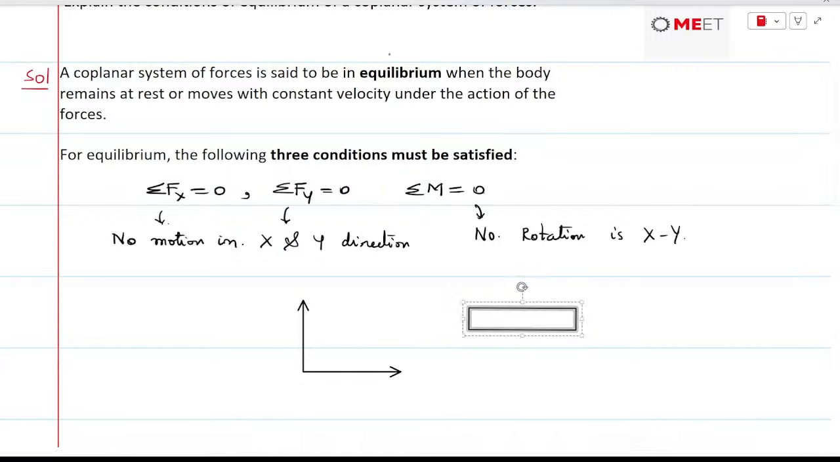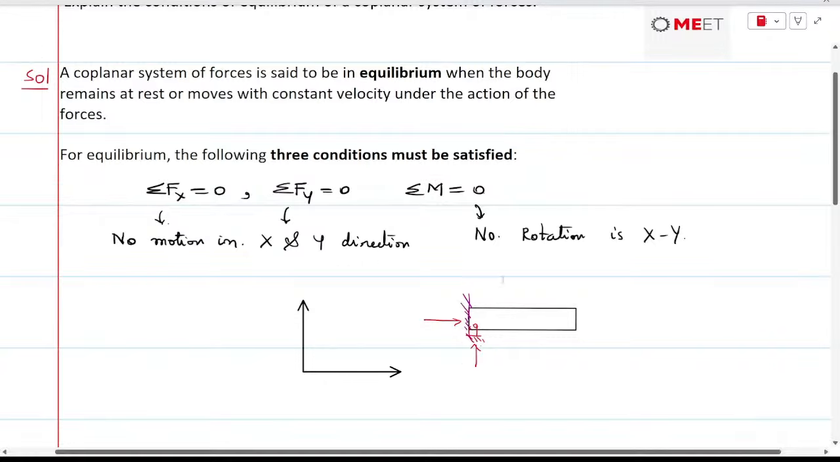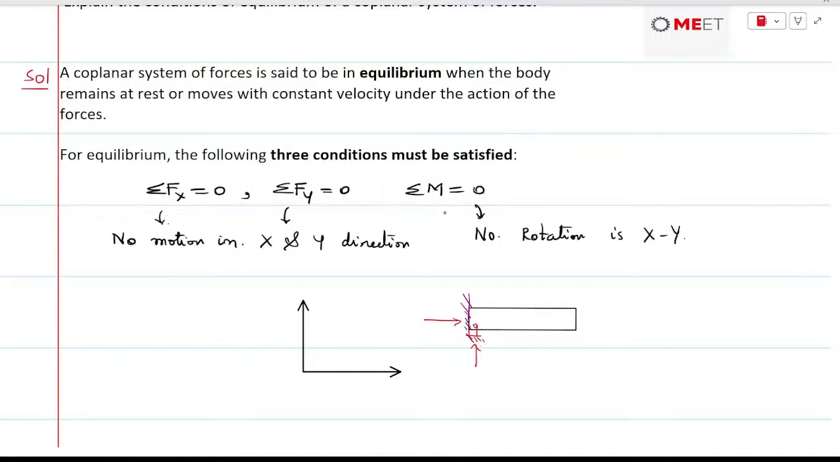Okay, so now if I constrain this block such that it is not able to move in the x as well as in the y direction, I need to provide a pin. When a pin is introduced, the translation in x and translation in y are not there. Along with that, if instead of a pin I clamp this inside some wall, or clamp it between two jaws, then the rotation is also lost. So the conditions of equilibrium will be satisfied: summation of forces in the x direction and y direction will be 0, and the summation of moments will also be 0.